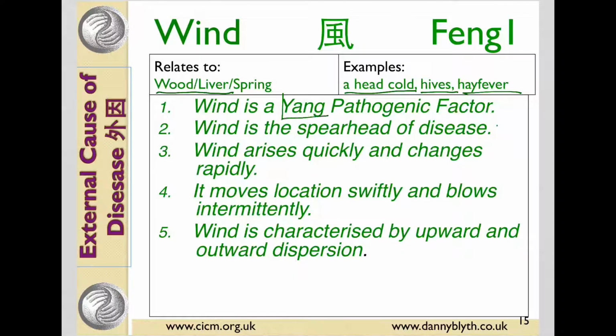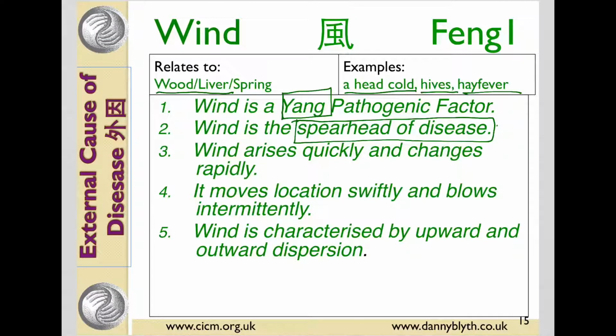So it's a Yang pathogenic factor. It tends to be sudden, tends to be upward in direction, and tends to be drying. It's said to be the spearhead of disease, so it's the pathogen that drives other pathogens into the exterior or into the joints with it. It arises quickly and changes rapidly, moves location swiftly and blows intermittently. So things that come and go, things that come out of nowhere, things that suddenly change, things that change very rapidly, are characteristic of wind.